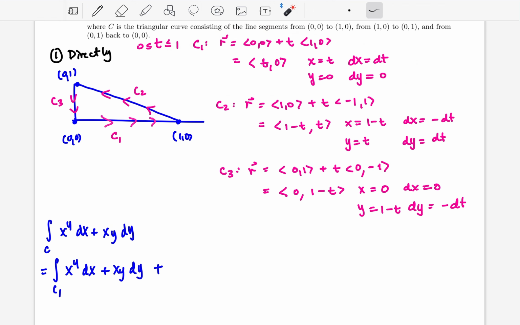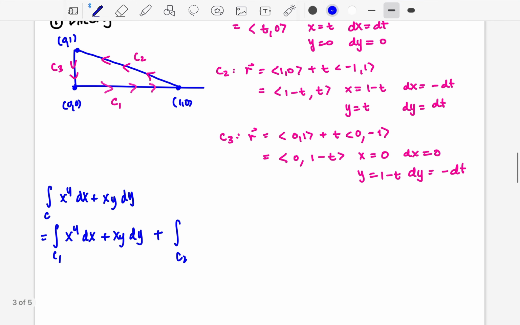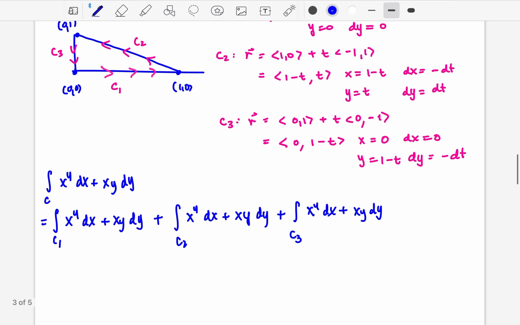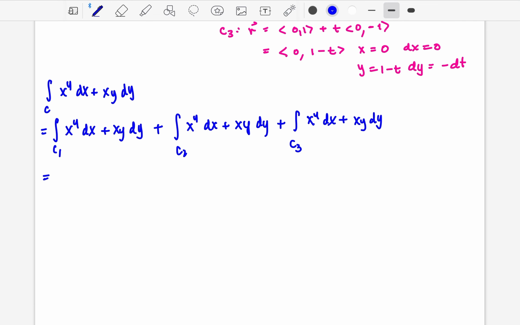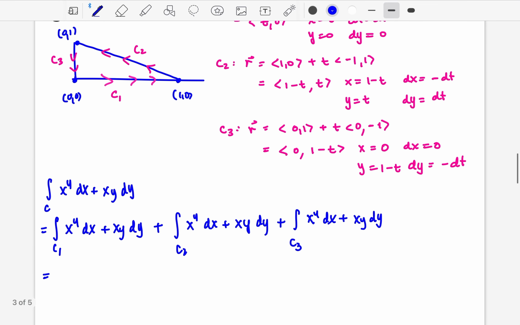By that I mean you're going to use the x definition, the y definition, the dx, the dy along C1. And then once you move and you're finding the same integral but along C2, then everything changes because we have a different parameterization, okay? And this is C3, x to the fourth dx plus xy dy. All right, so this is equal to, and now I'm going to again use my parameterization.